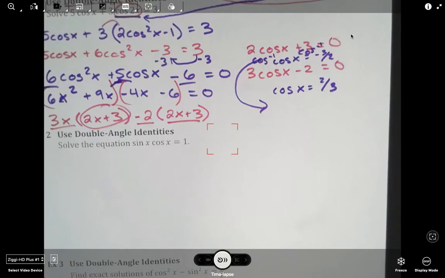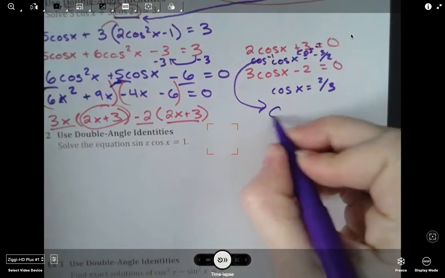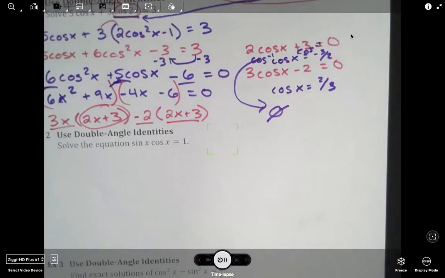Okay? So if you do it in your calculator, you're probably going to get an error, right? Cosine will not go down to negative 1.5. So there's no answer for that one, but it should touch 2/3 at some point, right? So what's inverse cosine of 2/3?